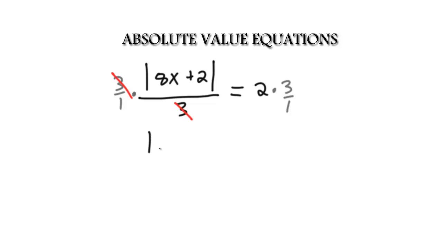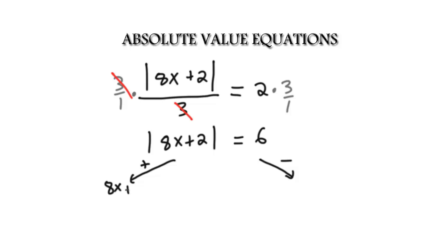So we're left with the absolute value of 8x plus 2, and equal to that is 2 times 3, so that's 6. So now we have the absolute value of 8x plus 2, and that's equal to 6. Now we can do the split. That's the first arrow here, and that's the second arrow. So now we can write 8x plus 2 equal to positive 6, and over here we're going to have 8x plus 2 equal to negative 6.